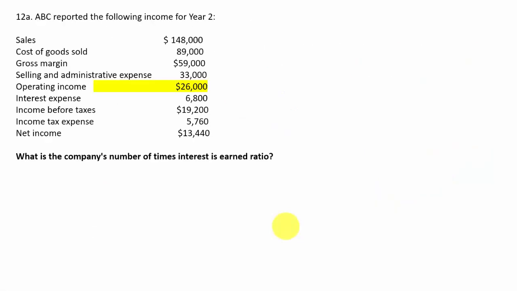Next question. What is the company's number of times interest earned ratio? All right, times interest earned ratio. That measures the company's ability to honor its debt payments. That is, this measures how many times the company can make its interest payment. Higher is better as far as the bank's concerned. The more times you can make your interest payment, the safer the bank feels about the loan.